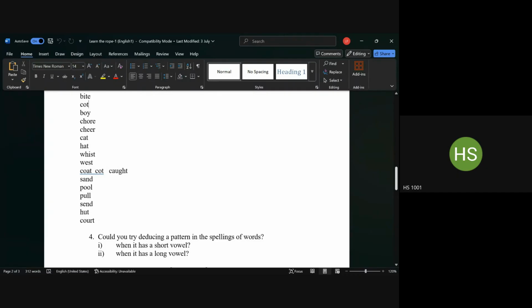Next one is send. Monophthong. Again monophthong, right? S, e, n, d. Send. Monophthong. Hut. Monophthong again. The short sound. Monophthong. And then the last one is coat.